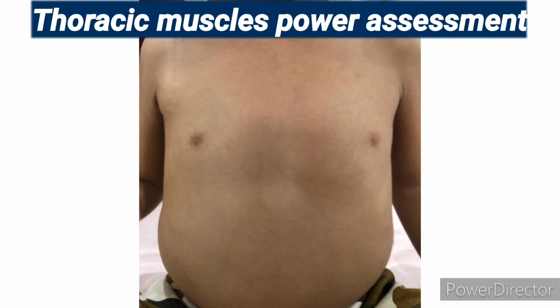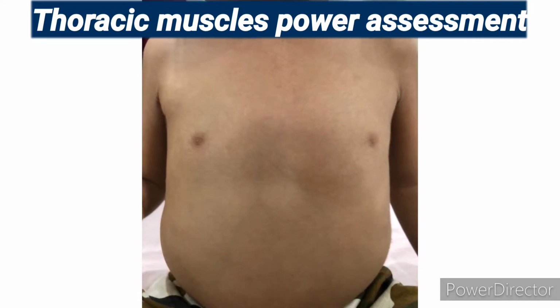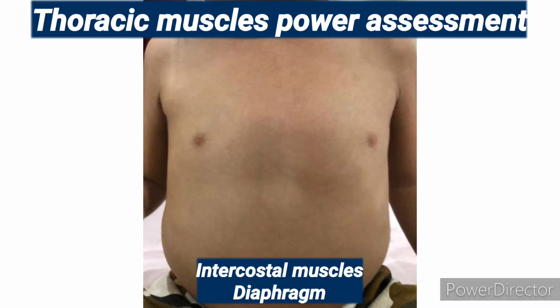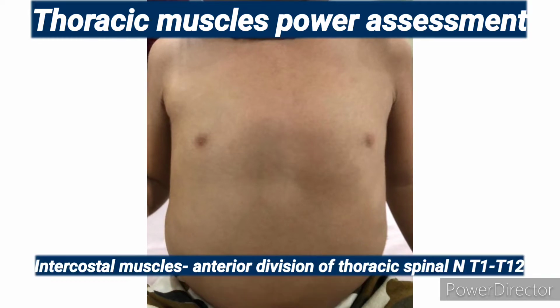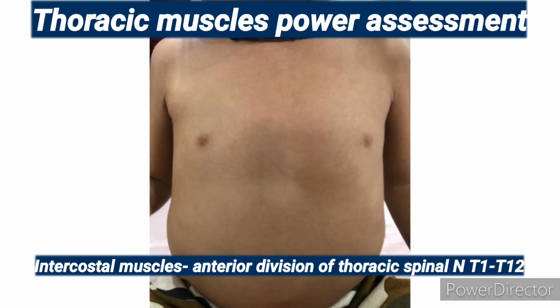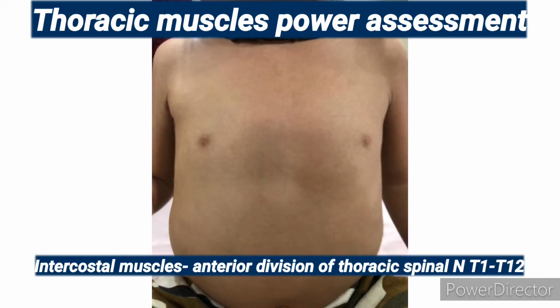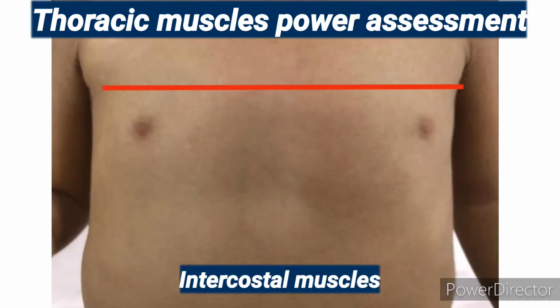Now the assessment of thorax muscle power. There are two types of muscle which act during the inspiration. These are intercostal muscles and the diaphragm. Intercostal muscles are supplied by the intercostal nerve, which is the anterior division of T1 to T12 thoracic spinal nerve. When it contract, it expand the anteroposterior and the transverse diameter of the thorax.